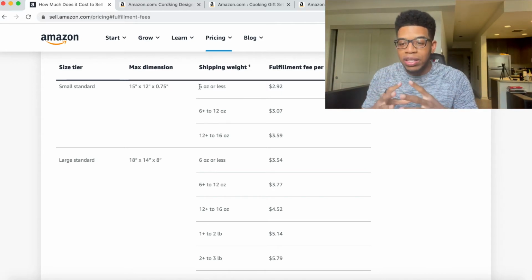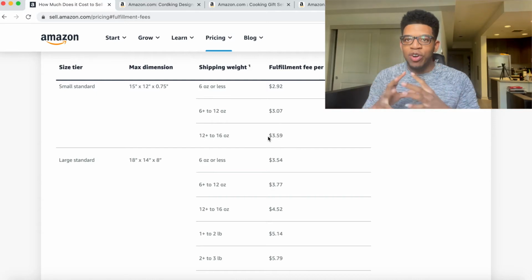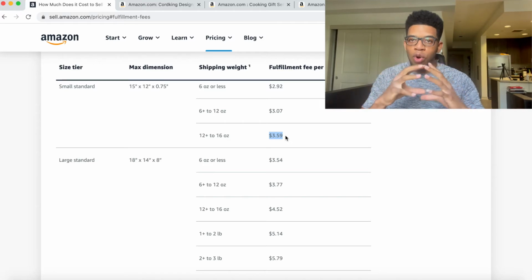Now, the next thing we have to look at is the actual shipping weight. If your item is 6 ounces or less, you're going to be paying this price. If it's 6 ounces to 3/4 of a pound, or 12 ounces, you're paying this price. And if it's 3/4 of a pound to a full pound, you're paying this price. Now, on the higher end of this, we have this $3.59 price for an item that weighs around 12 to 16 ounces, which is pretty standard if you have more of a bulky item.